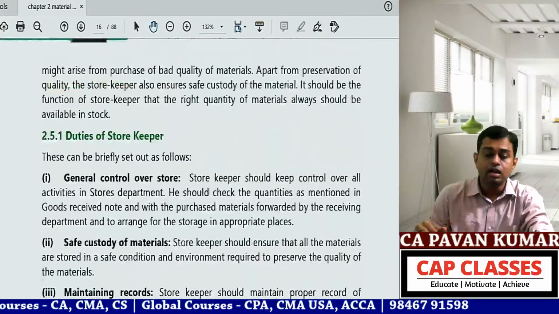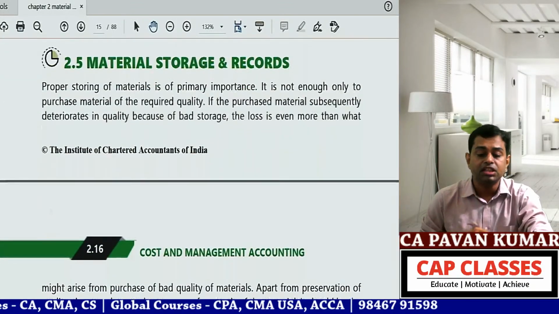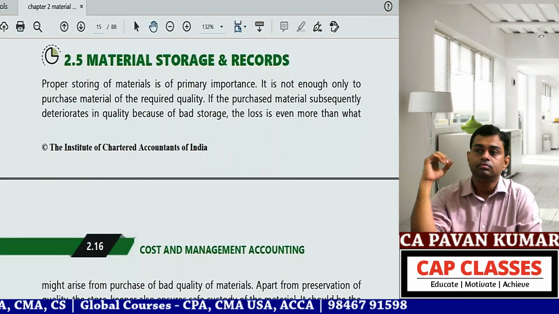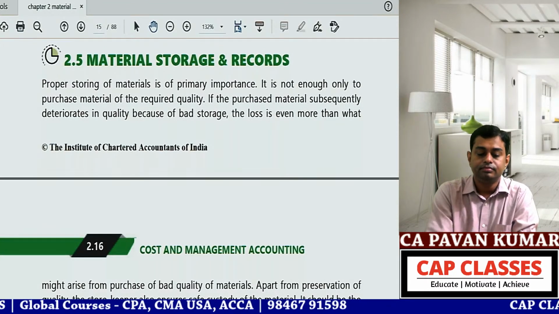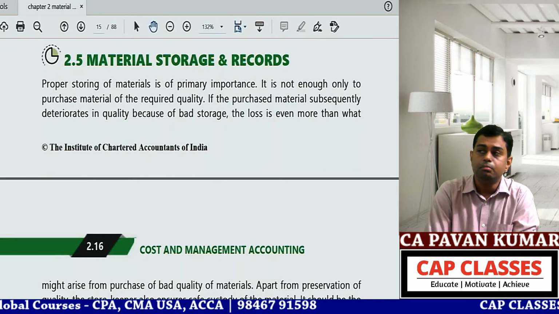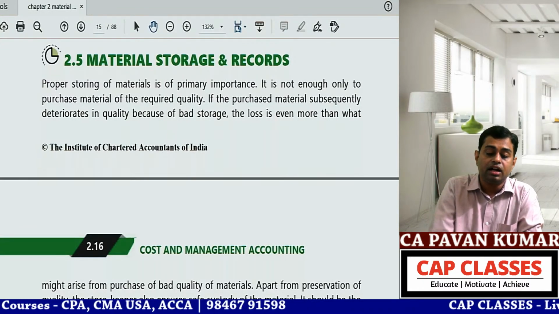Put the heading: Material storage and records.